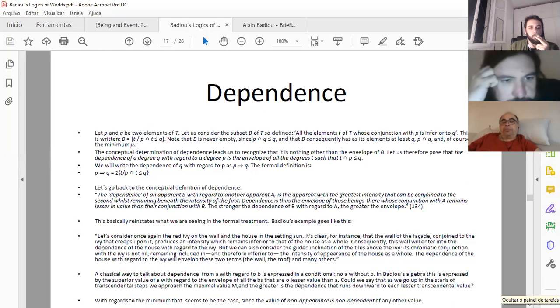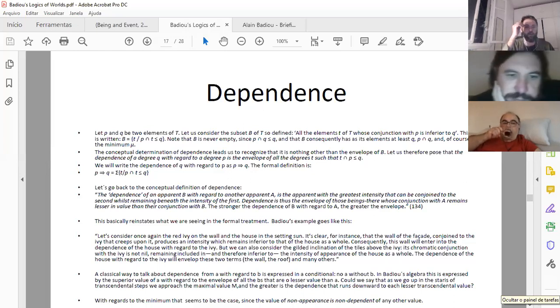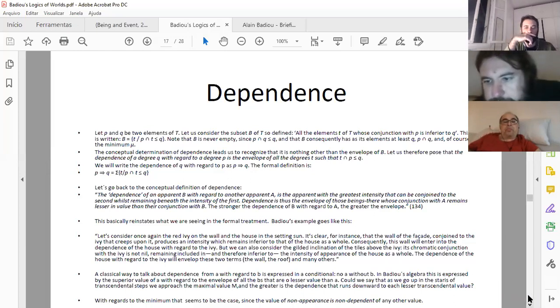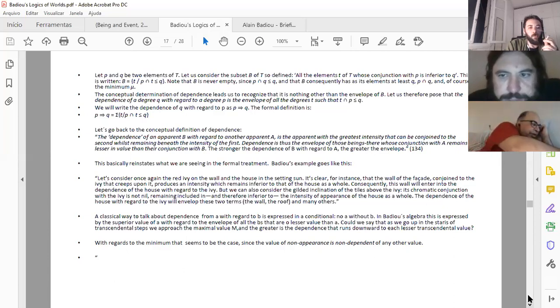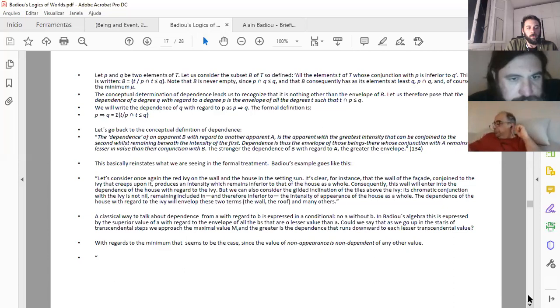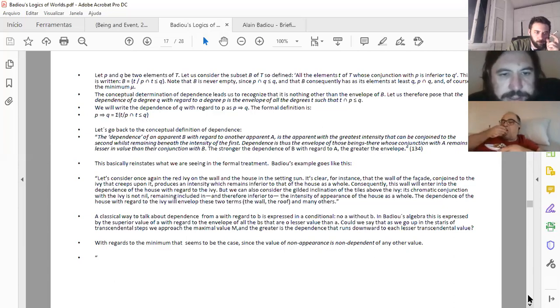That's amazing. This basically reinstates what we are seeing in the formal treatment. But this example goes like this. Let's consider once again the red ivy on the wall and the house in the setting sun. It's clear, for instance, that the wall of the facade conjoined to the ivy that creeps upon it produces an intensity which remains inferior to that of the house as a whole. Consequently, this wall will enter into the dependence of the house with regard to the ivy.